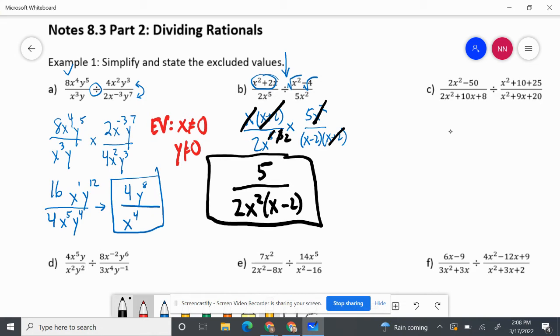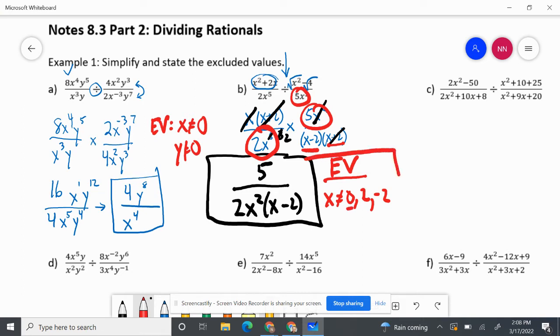Next thing is the excluded values. So when we're stating our excluded values, we're looking for what gives us 0 in the denominator. A monomial would be 0. The opposite of negative 2 is 2. The opposite of 2 is negative 2. And remember, this x was once in the denominator, and that is also 0. But since we already have a 0 here, we're not going to add it again.